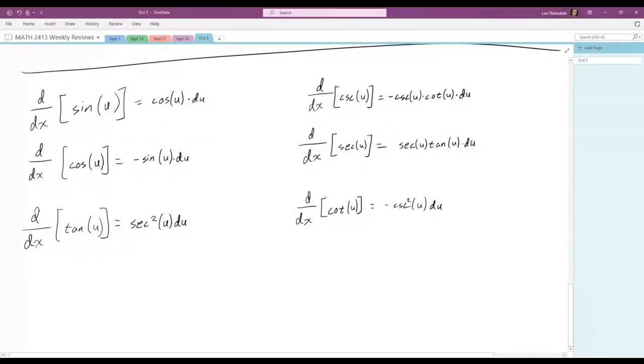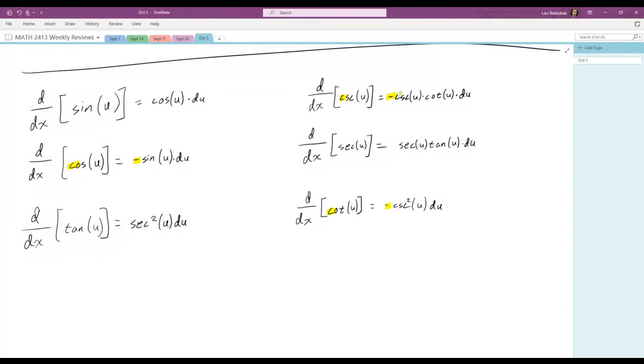All right, a lot to remember, huh? One helpful tip pointed out by one of the students is that all of the ones that start with a C have a negative. So here we have a cosine, here we have a negative, here we have a cotangent, here we have a negative, here we have a cosecant, here we have a negative. So that can be a helpful way to remember which ones have negatives on them.